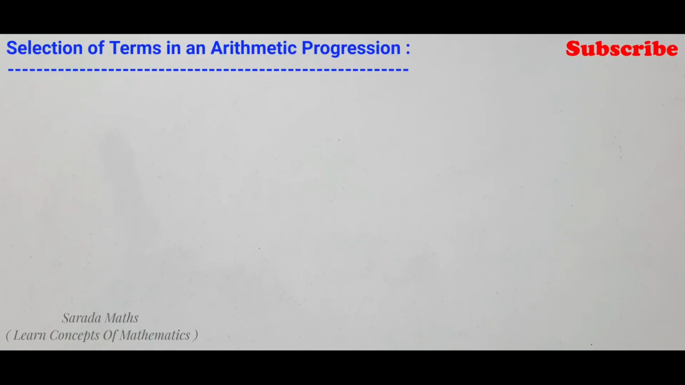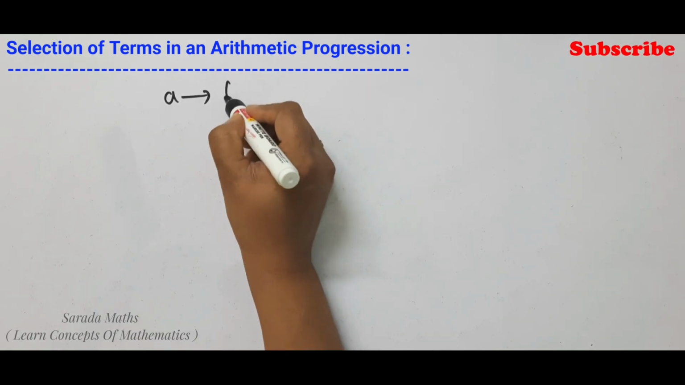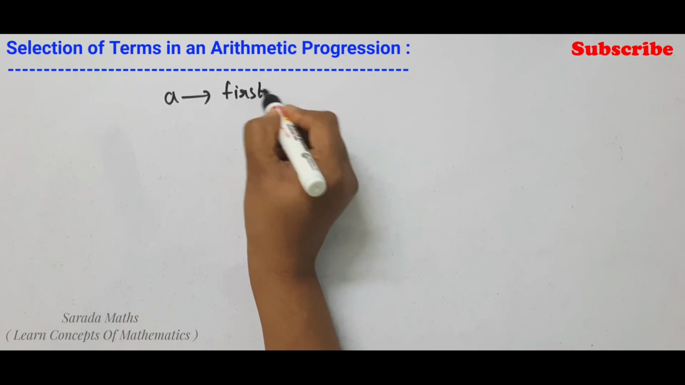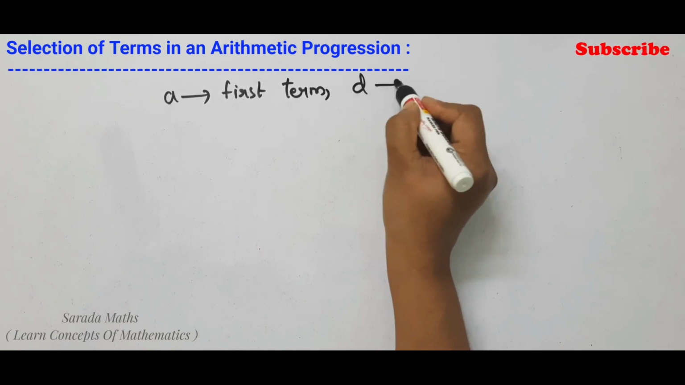Sometimes to solve problems in arithmetic progression, it is necessary for us to select a finite number of terms. Now let us see how to select those terms. Suppose A is the first term, D is the common difference.